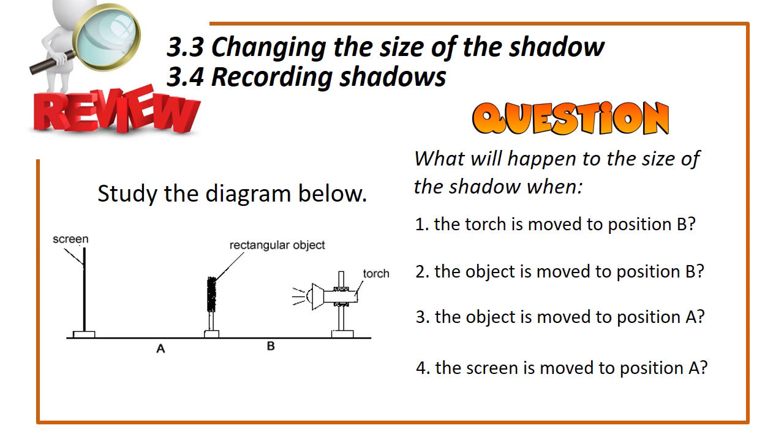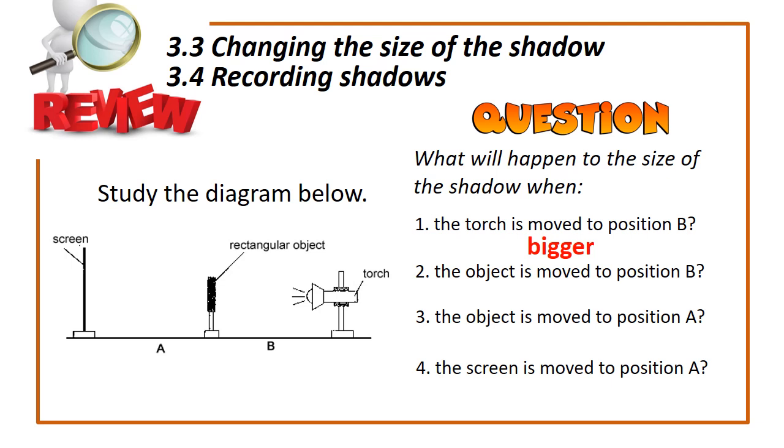Now let's have the answer. For the first one, what will happen to the size of the shadow when the torch is moved to position B? So that means we have the torch here. The torch, you are going to move it in position B. Now what will happen to the size of the shadow? It will become bigger.